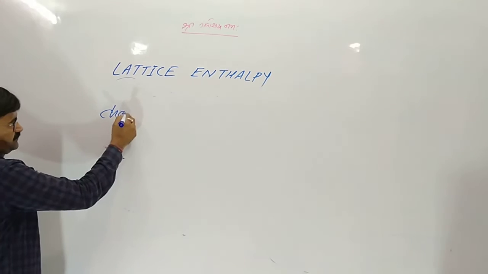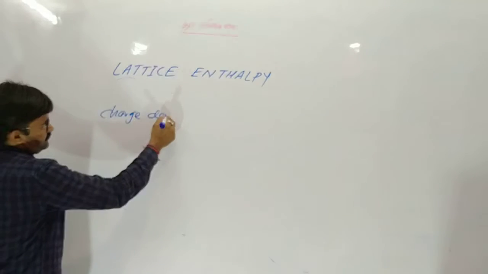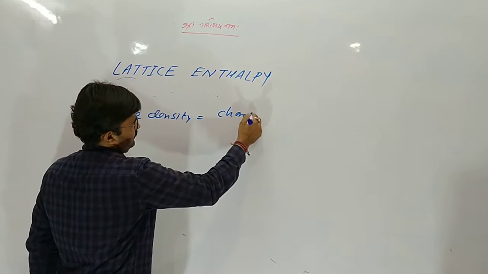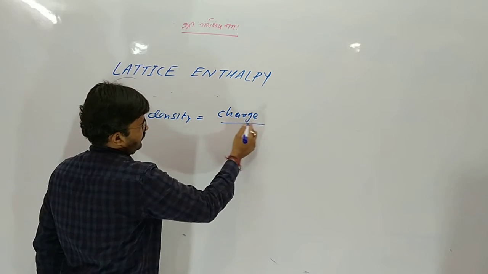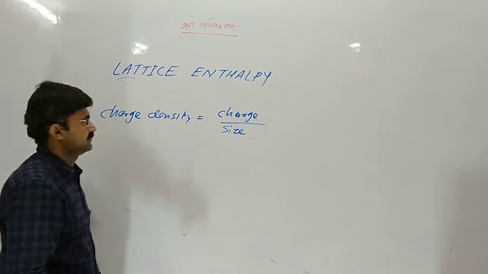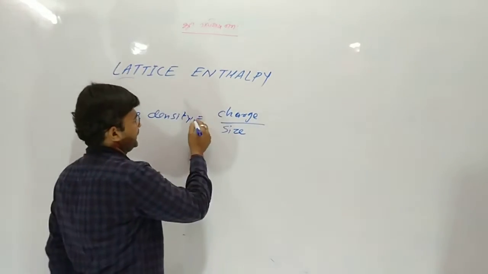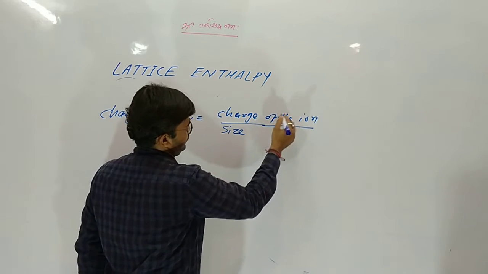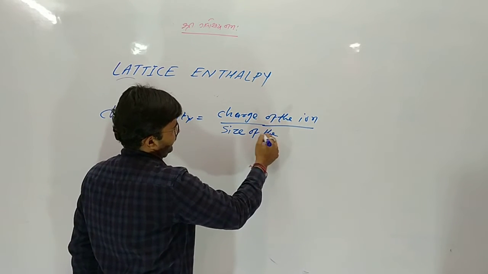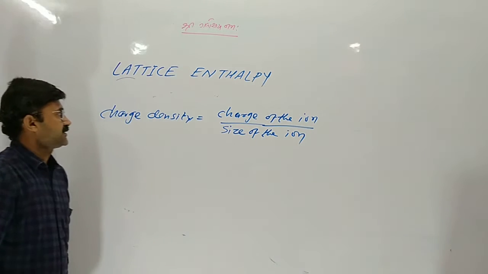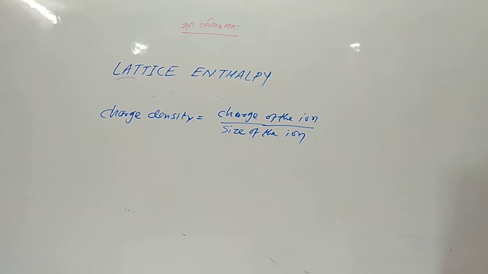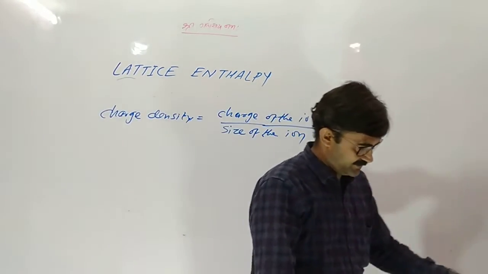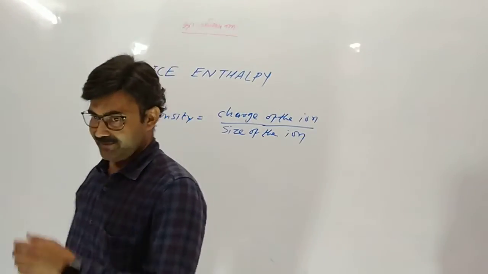Now, another factor for this is the charge density. Charge density means charge upon size, the charge of the ion upon the size of the ion. That is called charge density. Why does lithium give only monoxide? I am giving you the reason for that.